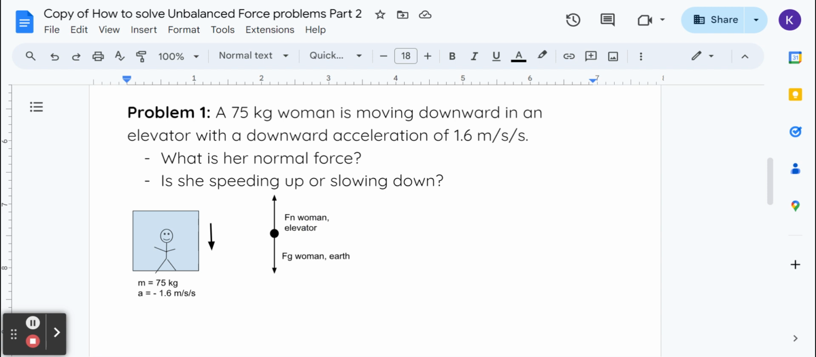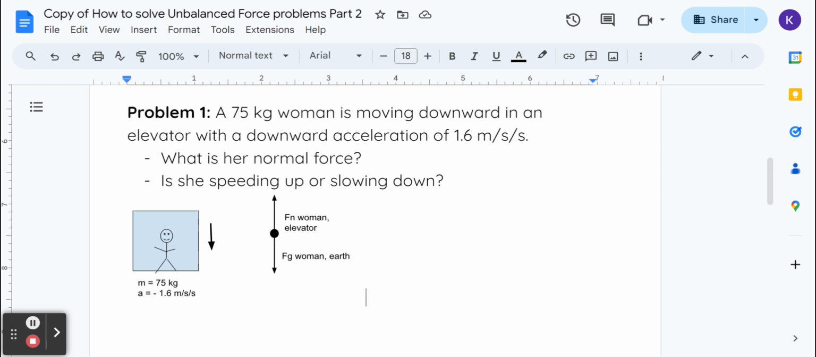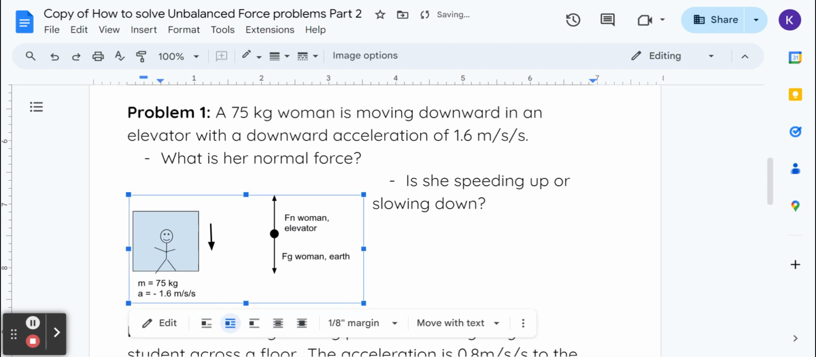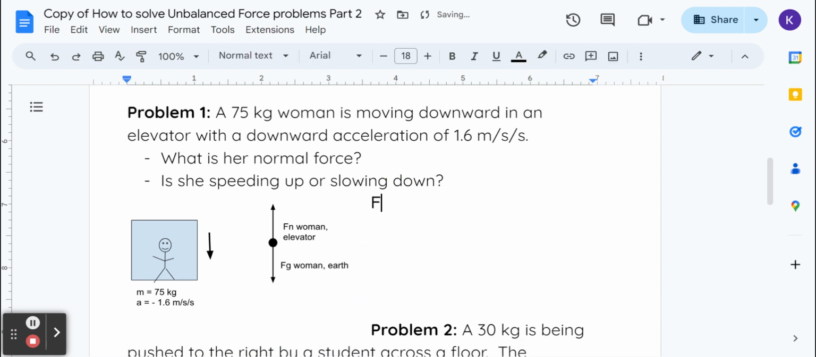The first thing I'm going to do is solve for her force of gravity. Fg is her mass, 75 kilograms, times 9.8 newtons per kilogram. If we know the mass, we can always solve for the force of gravity right away. So that's 735 newtons.